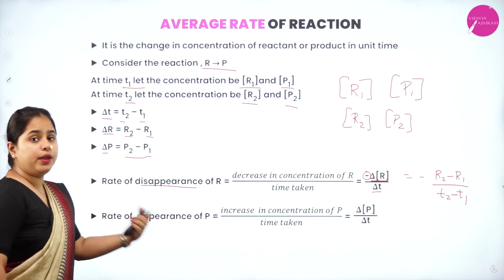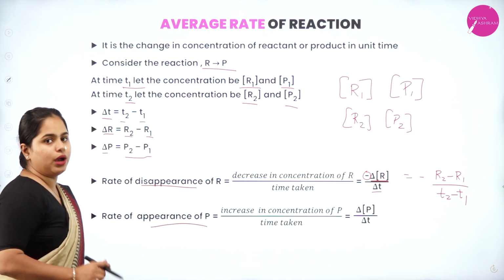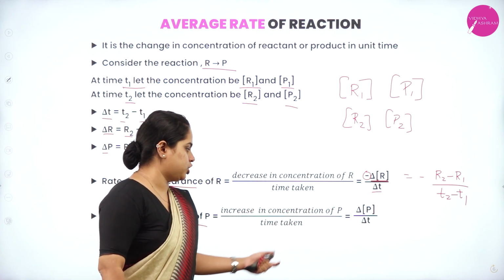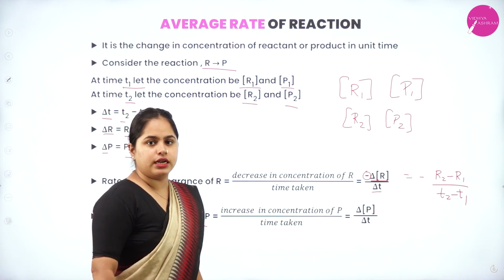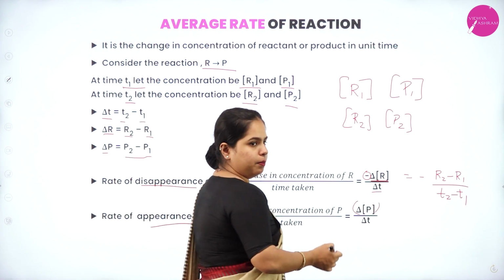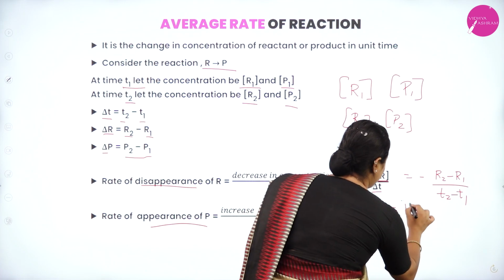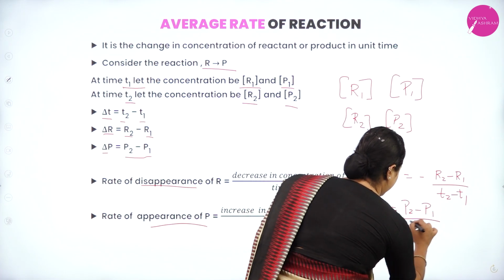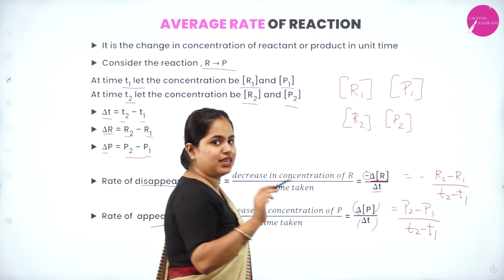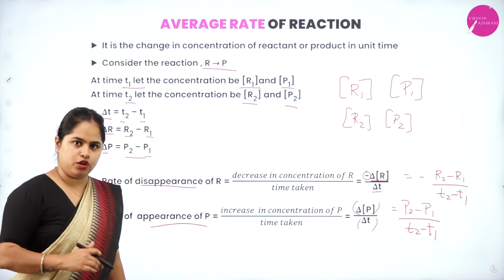Now rate of appearance of P. Product, what is going to happen? Concentration of product is going to increase. So it is increase in concentration of P by time taken. So what is that? Change in concentration of products, delta P, right? Delta P by delta T. So you can also write it as P2 minus P1 divided by T2 minus T1. Right. So you mention it using delta, that is average rate of a reaction.